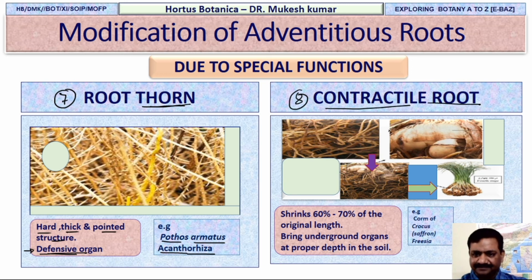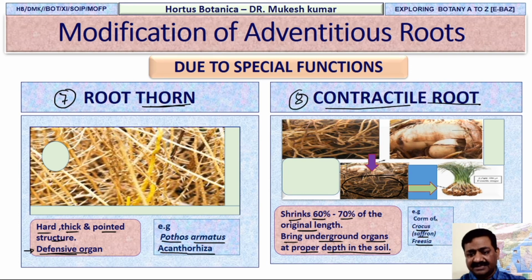By name it's clear. Earlier it was spread, but it settled down. Okay, as a result, it shrinks its body up to 60 to 70% of its original length and volume. Okay, and finally they bring underground organs to the proper depth in the soil. See how these are rising, and it is being settled down. Okay, underground structure. So these are contractile roots, and this is very common in crocus, saffron, freesia, right?